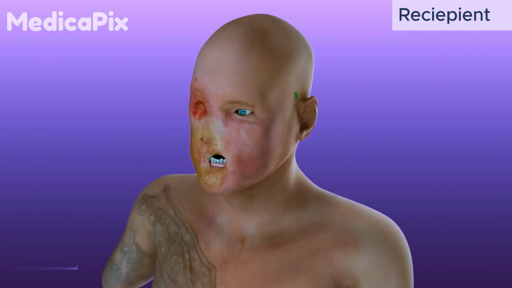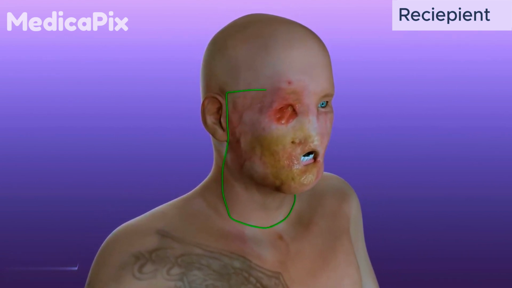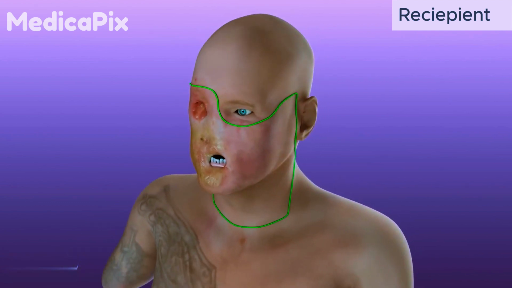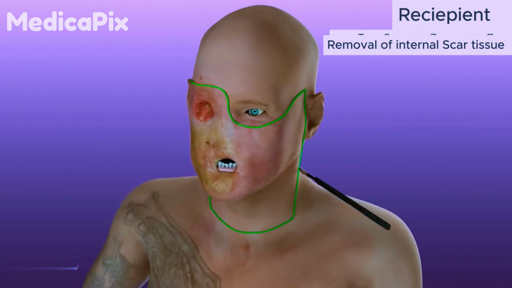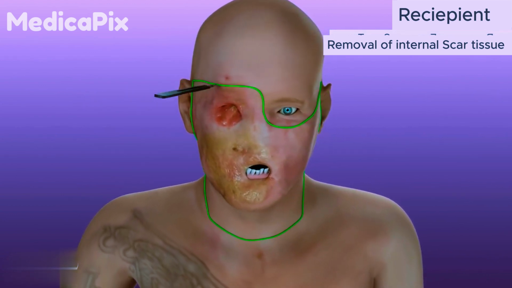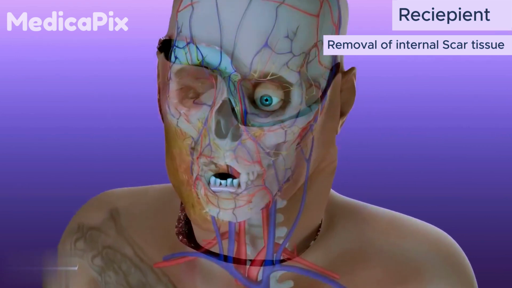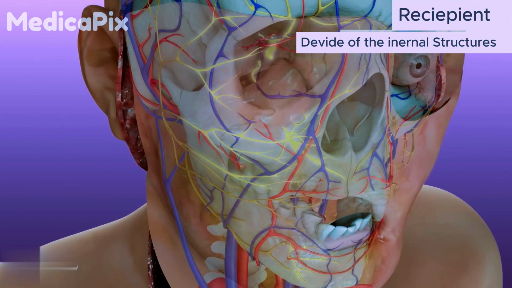Simultaneously, the recipient underwent surgery to excise previously injured and scarred tissue to create mirroring defects for precise adaptation of the donor face. A mirroring incision was used, with subsequent removal of the external scar tissue along the neck, ears, eyelids, and face, allowing for meticulous dissection of essential structures including the facial and mental nerves.